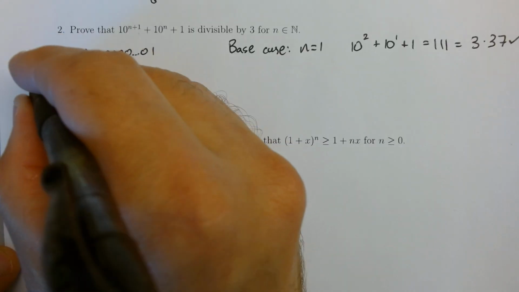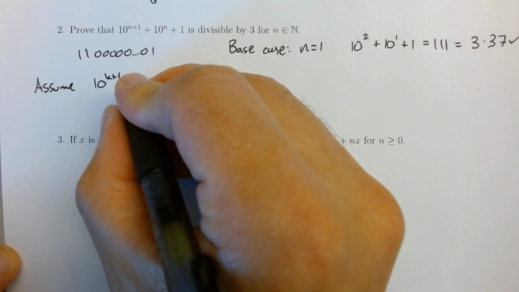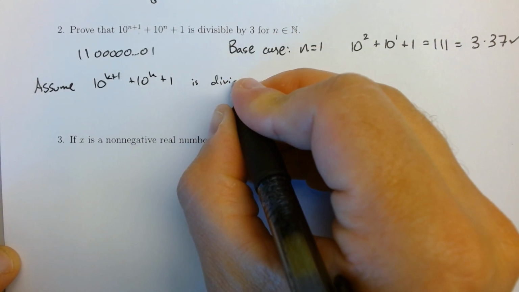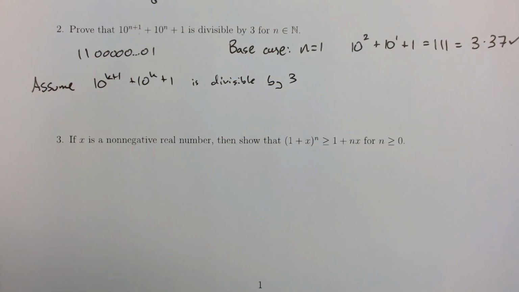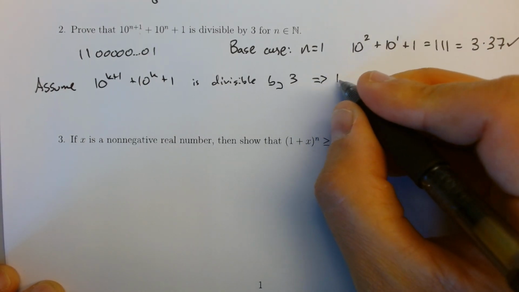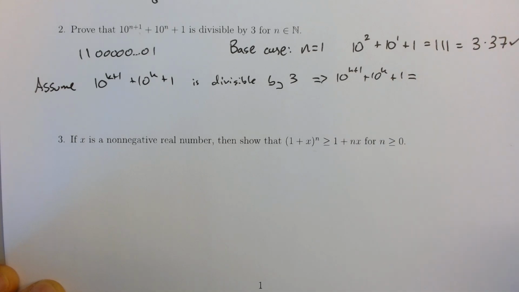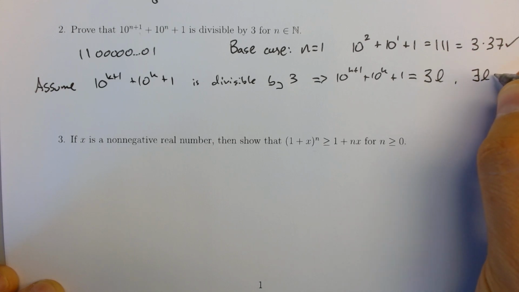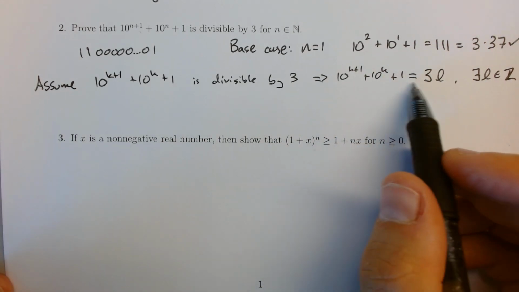Now, we assume that it's true for k. So assume that 10 to the k plus 1 plus 10 to the k plus 1 is divisible by 3. Well, what's another way of writing that? We could say 10 to the k plus 1 plus 10 to the k plus 1 is equal to some multiple of 3, so 3 times, say, L, for some integer L. So we need to use this fact at some point.